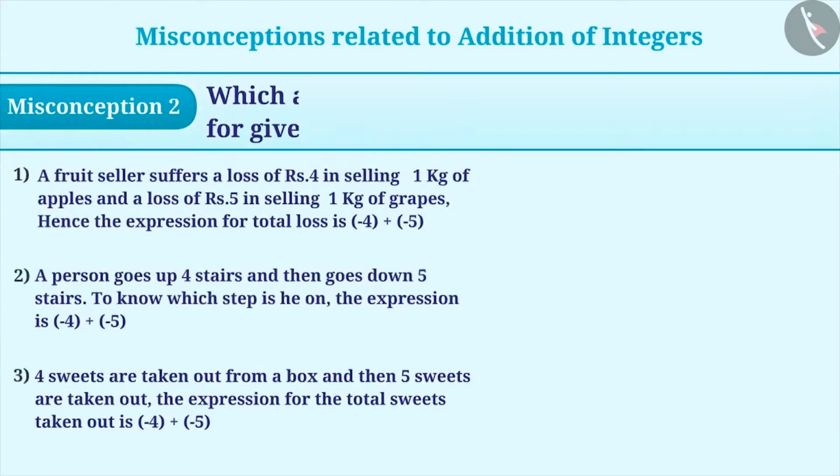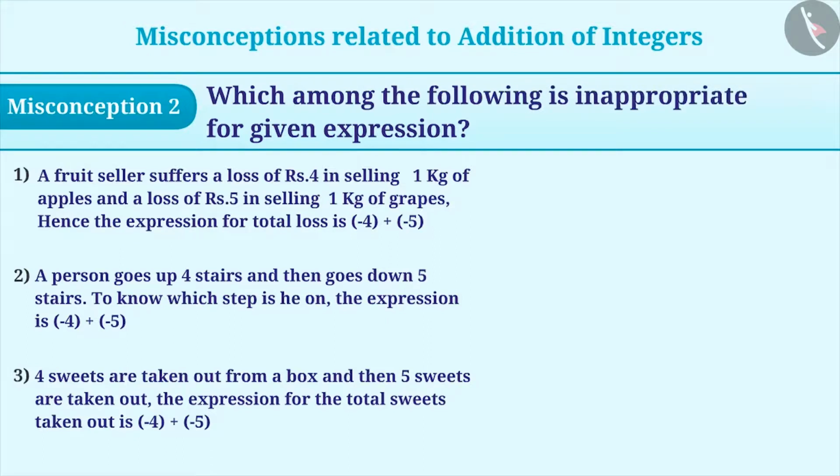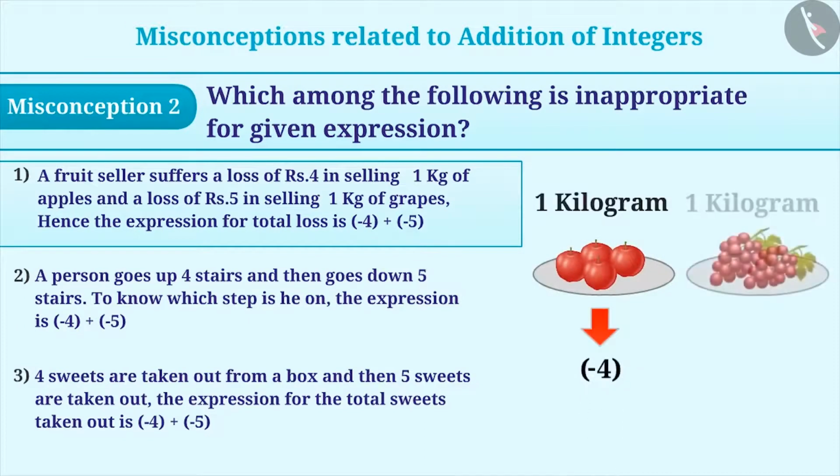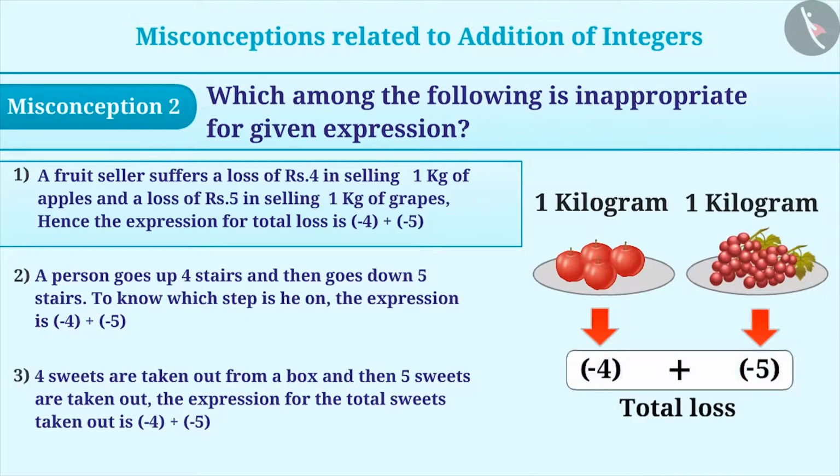Misconception 2. Which among the following is inappropriate for the given expression? The first statement shows that the fruit seller faces a loss of rupees 4 by selling apples and a loss of rupees 5 by selling grapes. As you know, loss is represented by a negative sign. Since here the losses are rupees 4 and rupees 5, the total loss can be obtained by adding minus 4 and minus 5. Thus, statement 1 is true for the given expression.